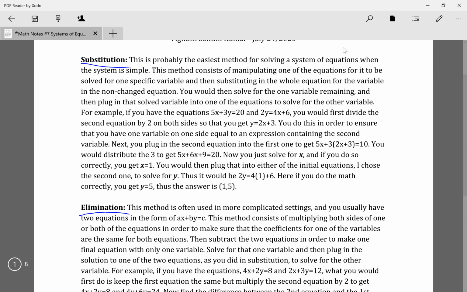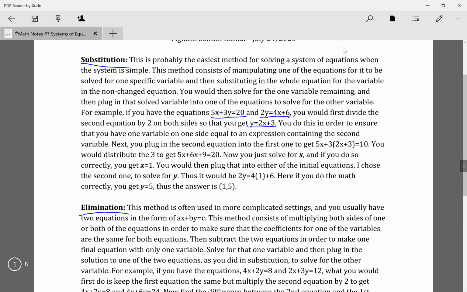I think the best way to do it is to give you an example. The two equations I thought of here are 5x plus 3y equals 20 and 2y equals 4x plus 6. First, I would divide both sides by 2 to get y equals 2x plus 3. The reason I want to do this is to get one of the equations into the format of y, or any variable, equal to an expression with the other variable in it.